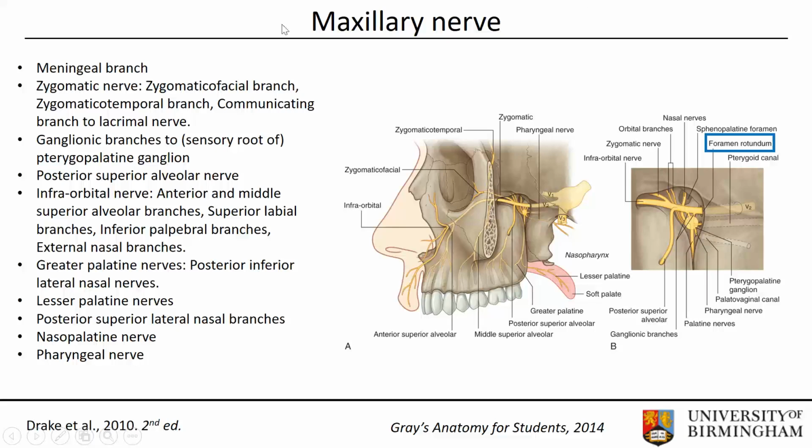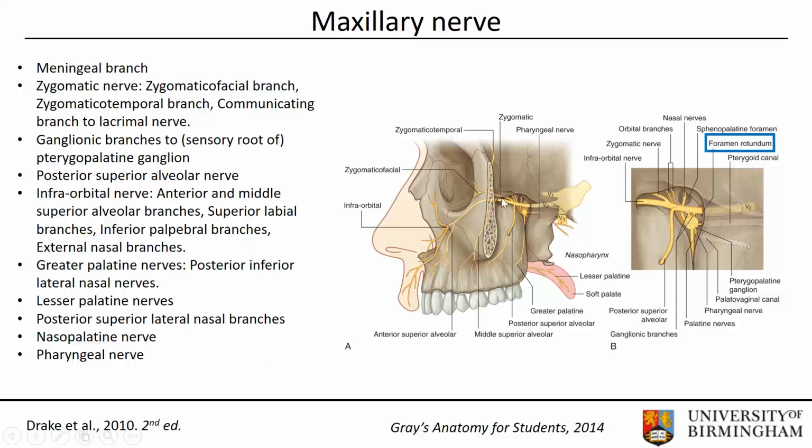Right, the maxillary nerve, or V2, is somatic sensory only. It originates from the trigeminal ganglion in the cranial cavity, and it exits the middle cranial fossa through the foramen rotundum, so this one here, and it gets into the pterygopalatine fossa. Then it goes anteriorly and exits as the infraorbital nerve through the inferior orbital fissure.